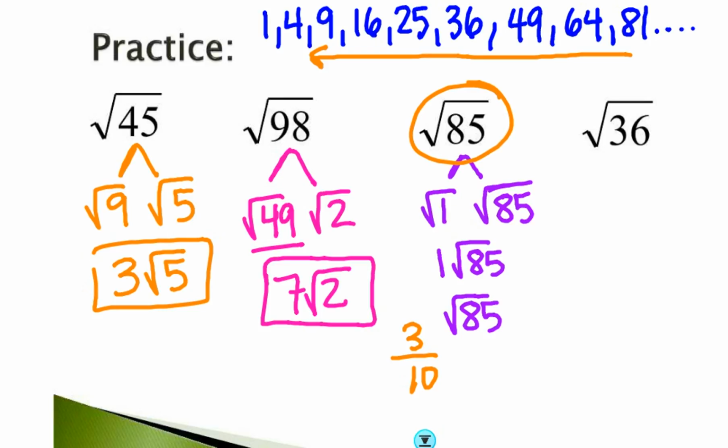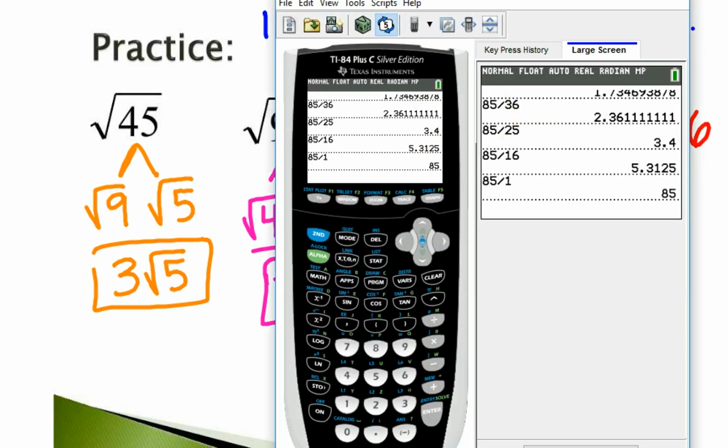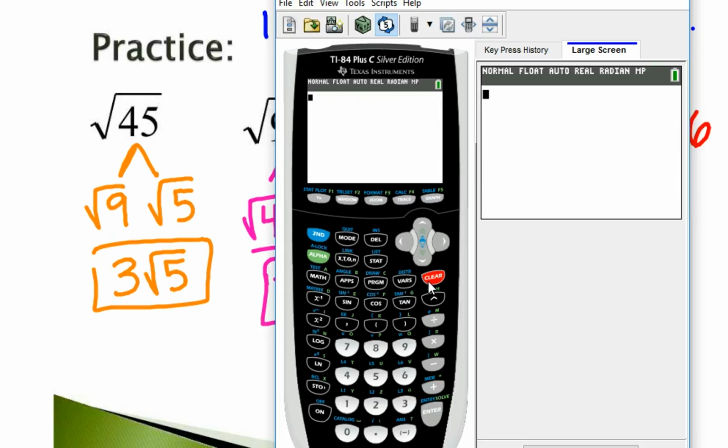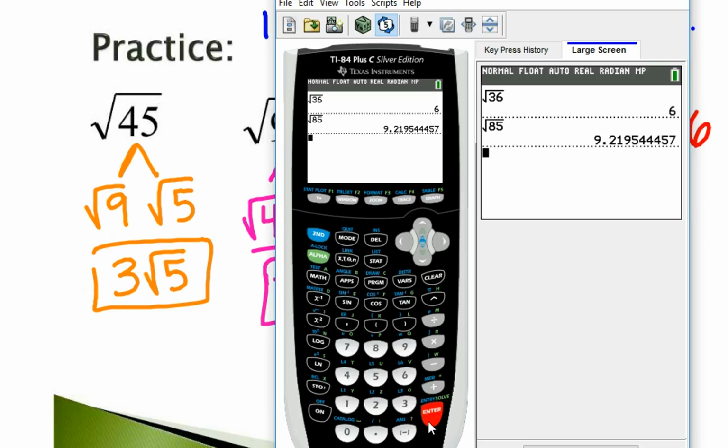And then the last one over here, square root of 36. Hopefully you recognize the square root of 36 as a perfect square, and that's equal to 6. But let's say for some reason you don't recognize that. You got a little thrown off. You can just chunk it into your calculator. My recommendation on all of these is just to first plug it in and see, is it a perfect square? Oh, it is, okay, versus one like the square root of 85, in which case it's not.